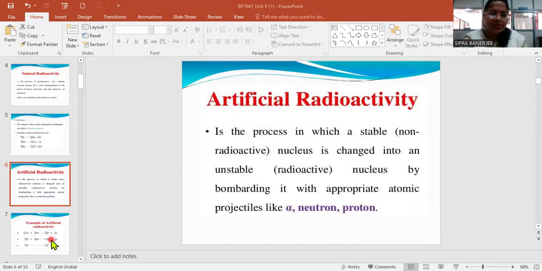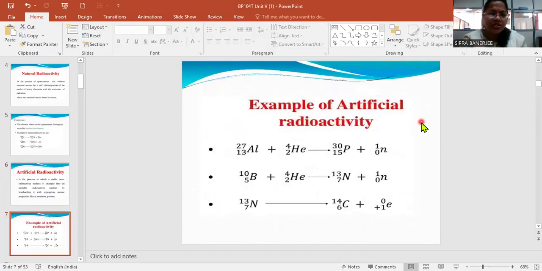Next, I'm going to the next slide. This is an example of artificial radioactivity. Aluminium is bombarded with helium, and it forms phosphorus, which is a radioactive isotope, and as a result, a neutron is also released.